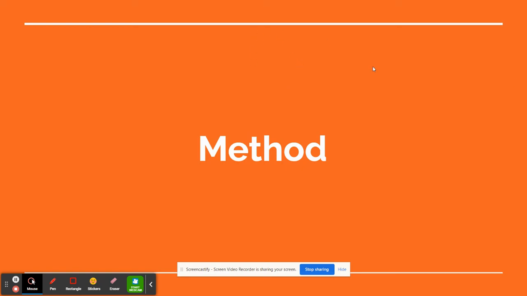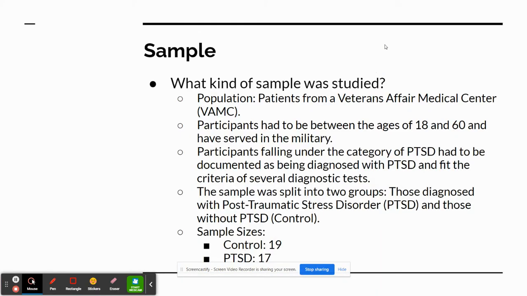Right, so the next section is the method. So the sample. What kind of sample was studied? The population that the sample was drawn from was patients from a Veterans Affairs Medical Center, or VAMC. Participants had to be between the ages of 18 and 60 and have served in the military. Participants falling under the category of PTSD had to be documented as being diagnosed with PTSD by a medical professional and fit the criteria of several diagnostic tests that were given to them at the beginning of the study. The sample was then split into two groups, those diagnosed with post-traumatic stress disorder, PTSD, and those without PTSD, which was the control group. The sample sizes were 19 in the control group and 17 in the PTSD group.